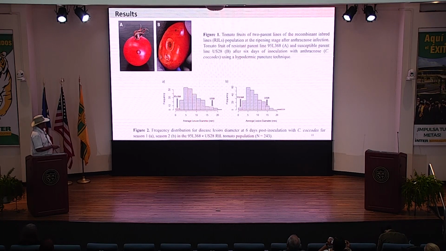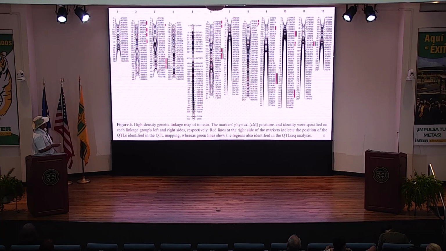Okay, so this is tested for 2 different seasons. And once we sequence these RILs, we need to build genetic maps like this. This is a genetic map. Each linkage group represents a chromosome, and these numbers are different loci.